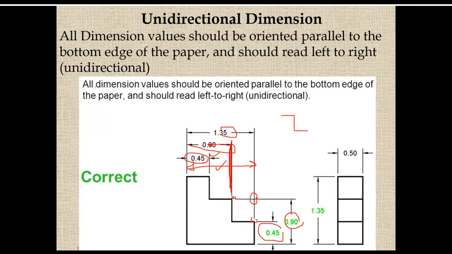Here it says all dimension values should be oriented parallel to the bottom edge of the paper. For example, this is horizontal, this is the bottom of my paper, drafting sheet or the monitor. So all my text should be parallel to this one. Don't come to point 45 and write it down this way. No, it's not accepted. What is accepted, guys, is to write everything in a horizontal position, like this case, like this case, like that case, and so on.